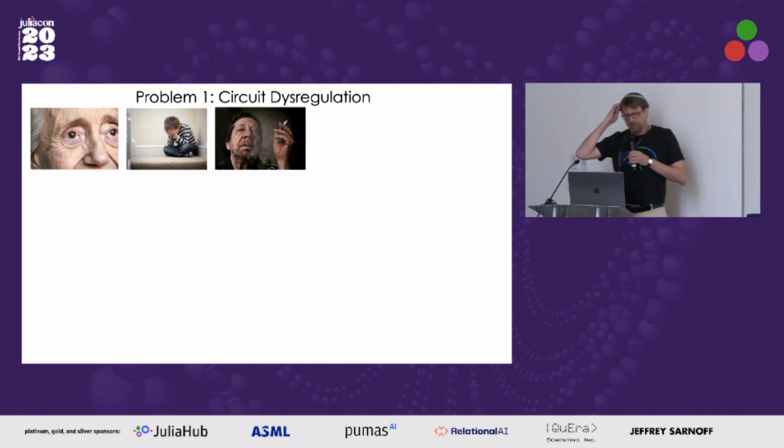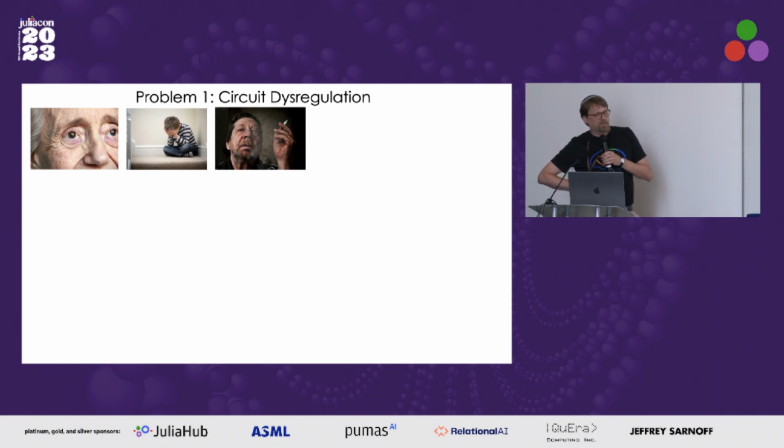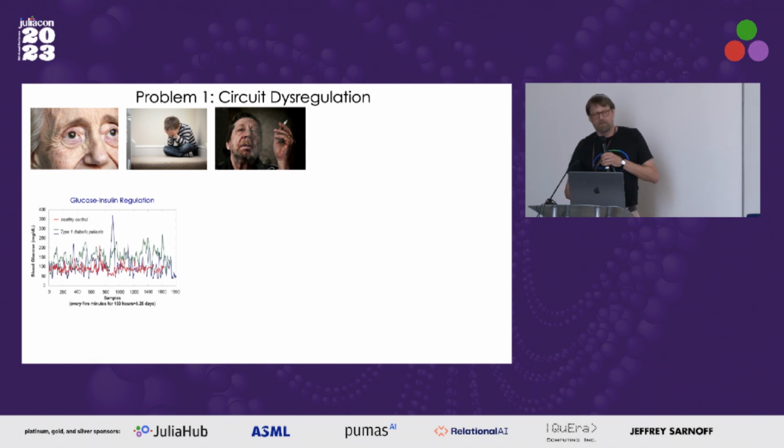But let me first tell you the motivation of our work and why we started Neuroblox.jl. In general, when you look at brain-based disorders, there's a consensus that they work pretty much like all other diseases, because they're based on circuit dysregulation. I wanted to give you an example. This is a very commonly known regulation, glucose-insulin regulation. A healthy person has relatively stable blood sugar, but if you have a disease that affects insulin, it's more fluctuating.